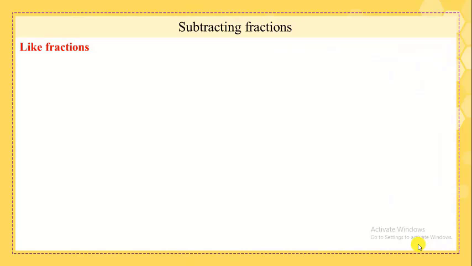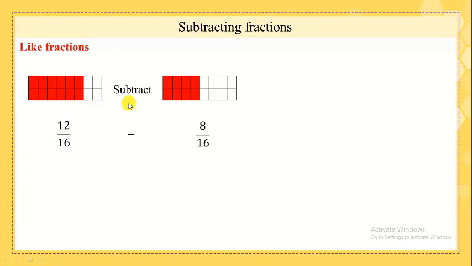First, we learn to add fractions. Now we learn to subtract them. And if you can add fractions, you will have no problem with subtracting them. This represents 12 over 16. I have to subtract 8 over 16. If I take 8 over 16 away from 12 over 16, here's what's left. 4 parts out of 16, that is 4 over 16.